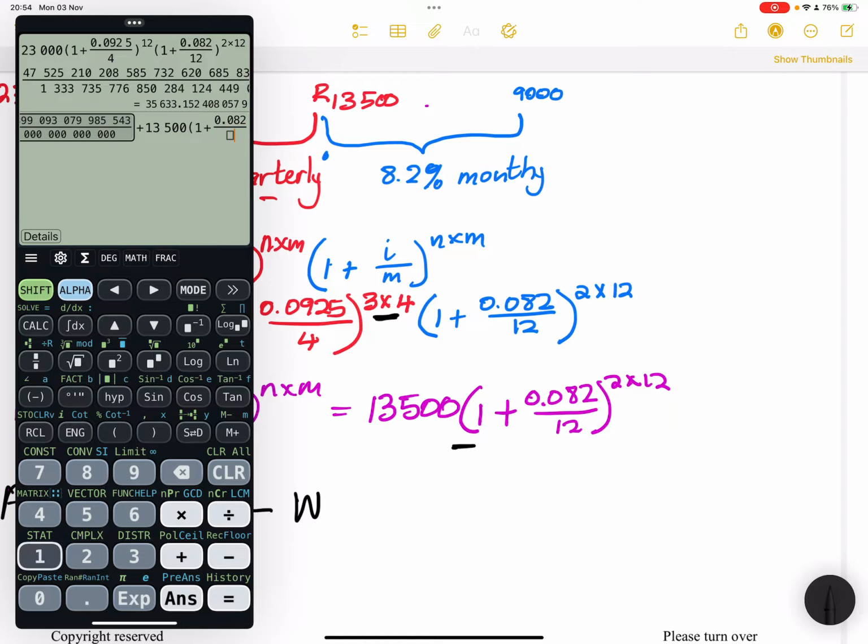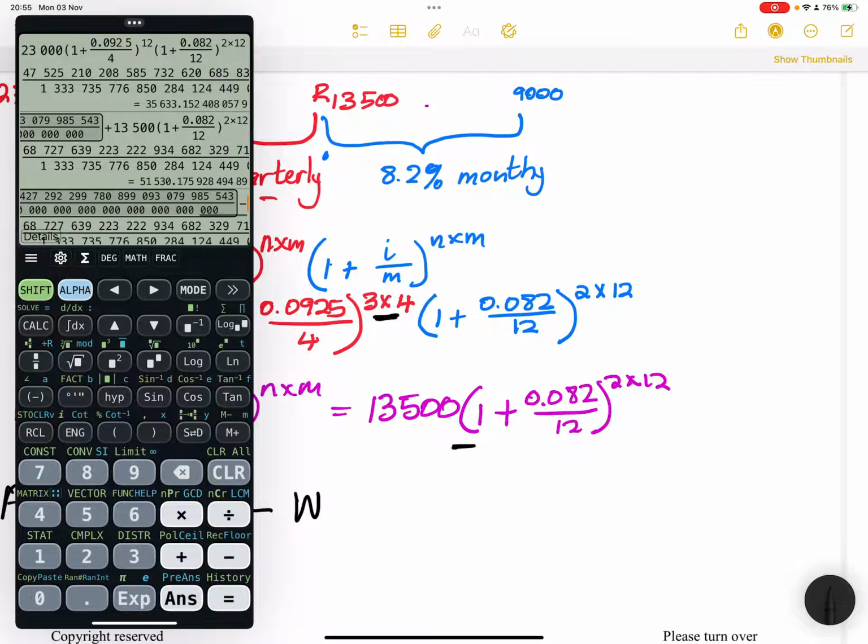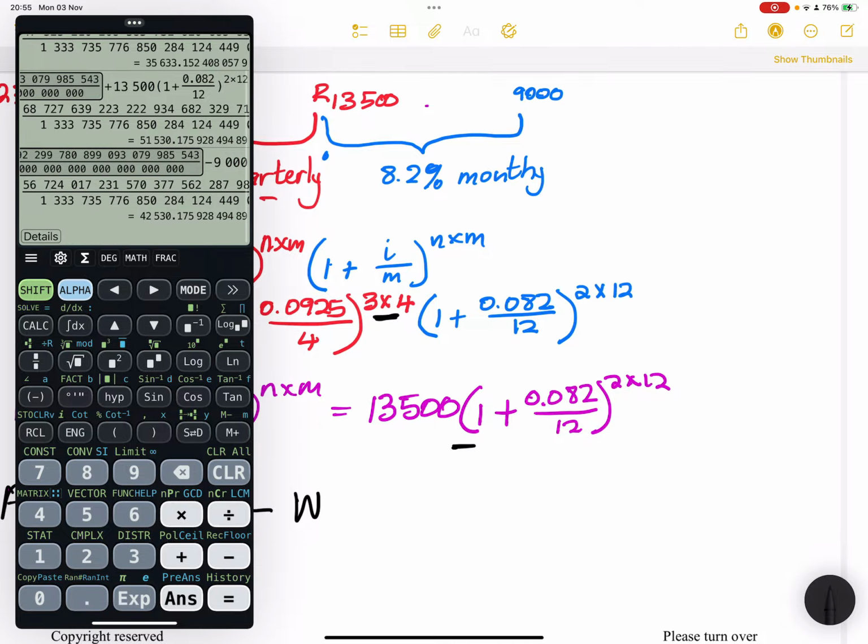2 over 12, and we close this. That's yx, that's 2 times 12. All right, so we've got a total amount of 51,000, but we still need to subtract that amount that was withdrawn, the amount of 9,000 right at the end. So how much does Lwandi have at the end?